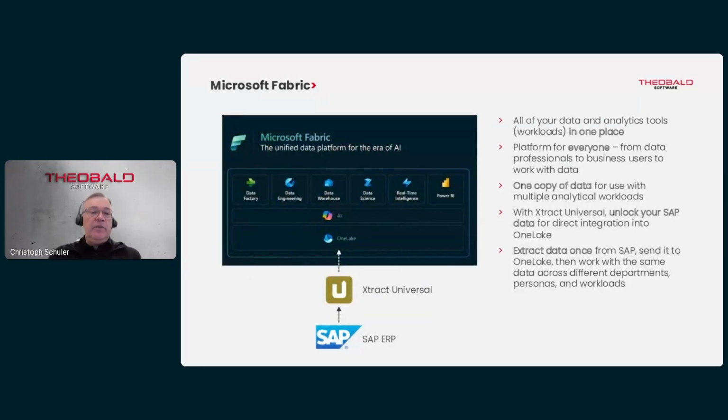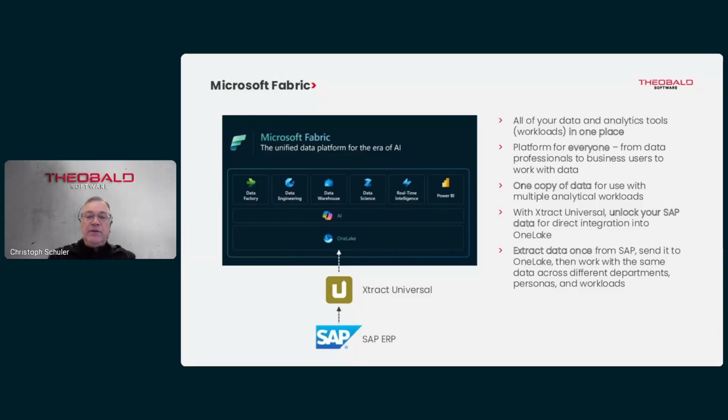So let's talk a little bit about Microsoft Fabric. Microsoft Fabric, for those of you who have already looked at it, provides you with an environment for all kinds of use cases or workloads in one place. It's a platform for different types of users, all kinds of data professionals, data engineers, data scientists, all the way to the business users that need to work with data. And one of the advantages that Fabric offers, it has one underlying data store, and that's called OneLake. And in OneLake, you can store one copy of your data for use with multiple analytical workloads.